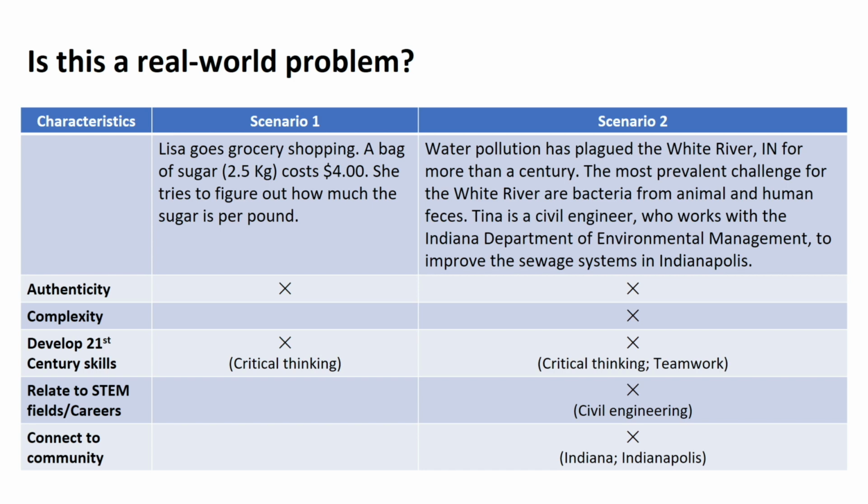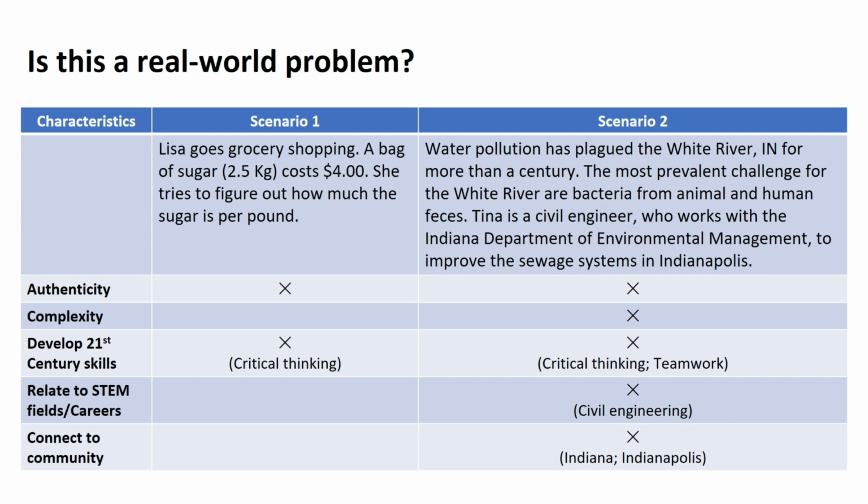Is it complex? Not so much. You're basically going to just convert the unit. What is 2.5 kilograms in pounds? And you do simple math. Does it require some critical thinking? Yeah, it does, because you'll have to convert those metric to imperial units. Does it relate to a STEM career? Not so much. It's more of a consumer-related scenario. Does it connect to the community? You could add the context of which local grocery store and maybe start to bring in some of the nuances, but the way it's presented here, not really.